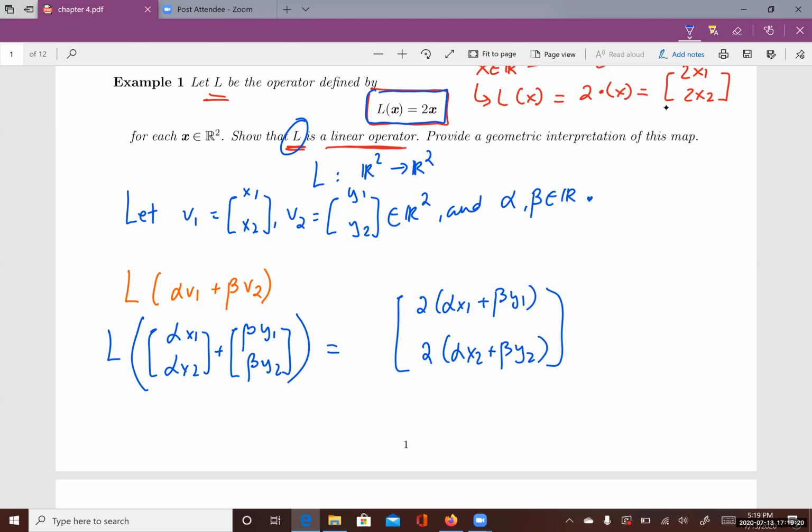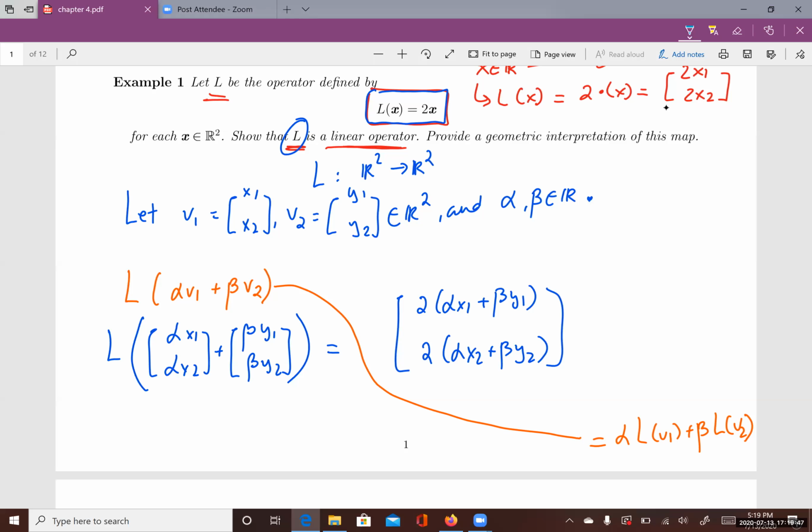Okay, so this is the left side. I start with the left side, and somehow I need to show that the left side here equals alpha L v1 plus beta L v2. By the definition, I need to show that this equals this. Okay.